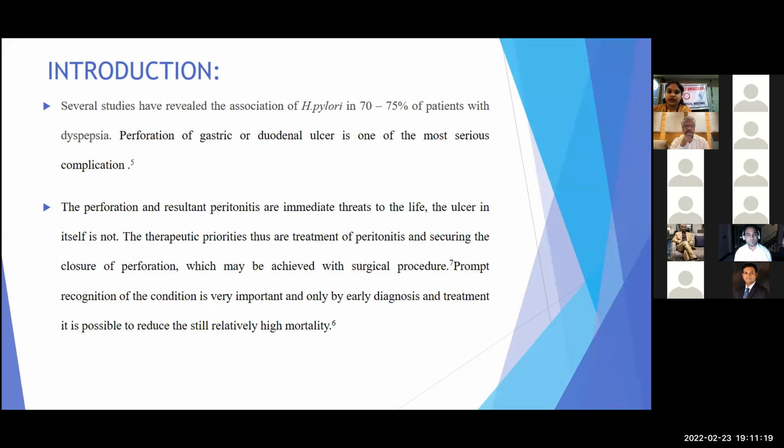Perforation of gastric or duodenal ulcer is one of the most serious complications. The perforation and the resultant peritonitis are immediate threats to life. The ulcer in itself is not. The therapeutic priorities thus are treatment of the peritonitis and securing the closure of perforation, which may be achieved with a surgical procedure. Prompt recognition of the condition is very important, and only by early diagnosis and treatment is it possible to reduce the still relatively high mortality.